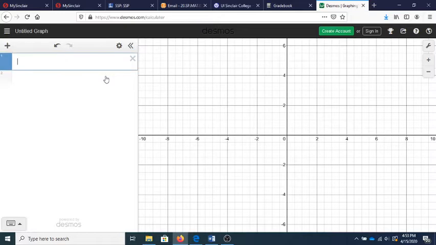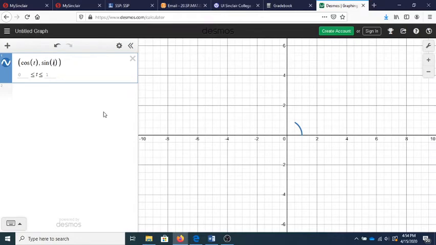Okay, so to put in my parametric equations, I want to do cosine of, now in Desmos, if you just spell the word theta, T-H-E-T-A, it knows what you want. So cosine of theta, comma, sine of theta. Okay. Unfortunately, it doesn't seem to know that theta is a parameter. Well, that's okay. We'll just change it to t.